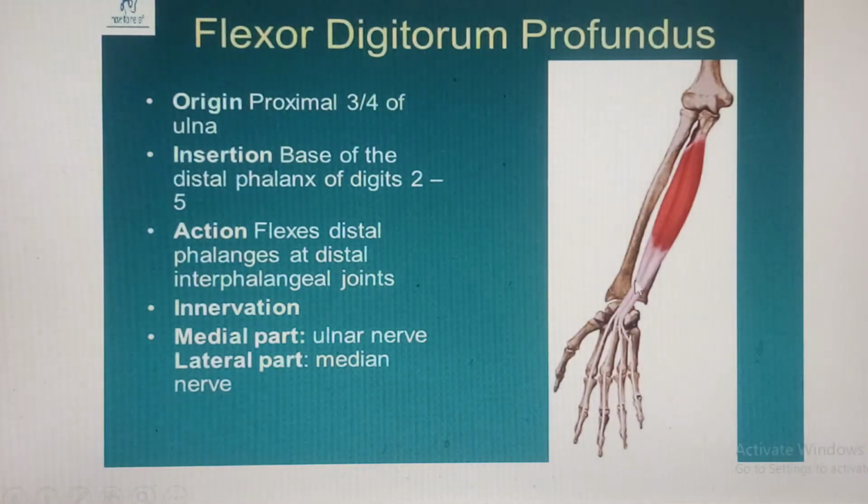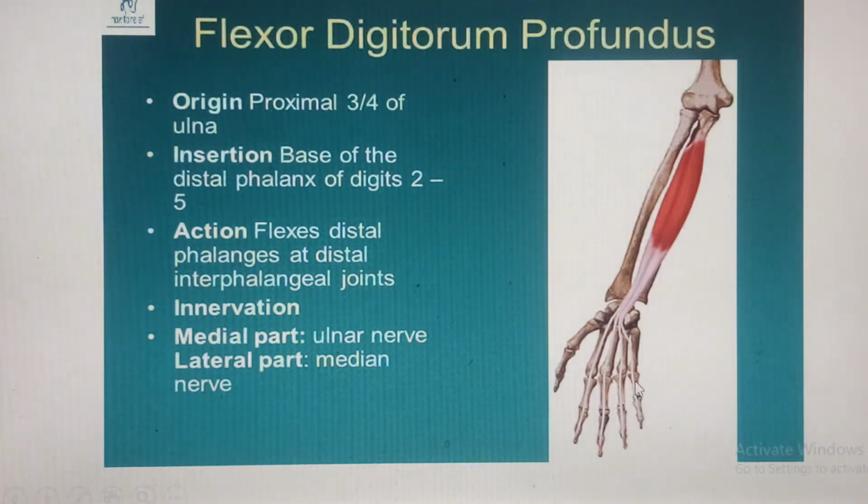But at the end of the day, running deep to flexor digitorum superficialis, its tendon will also split into 4, so that you get 4 tendons going toward the medial 4 digits, going all the way to the base of the distal phalanges of these medial 4 digits. So that's the flexor digitorum profundus.